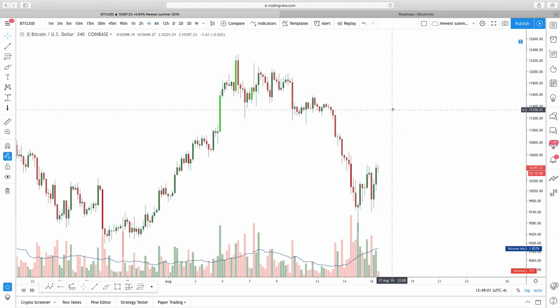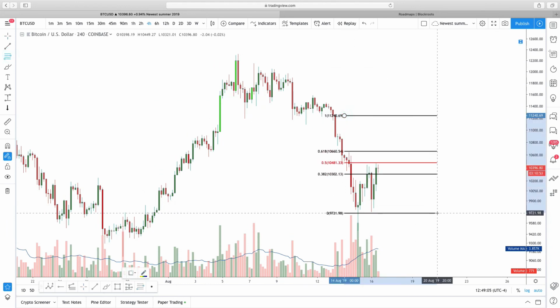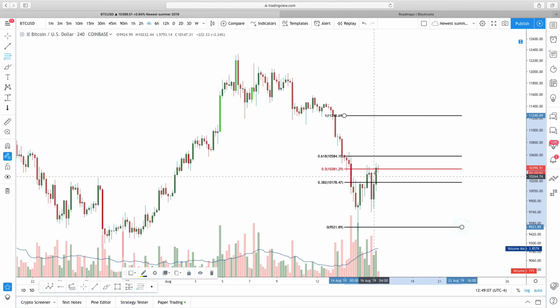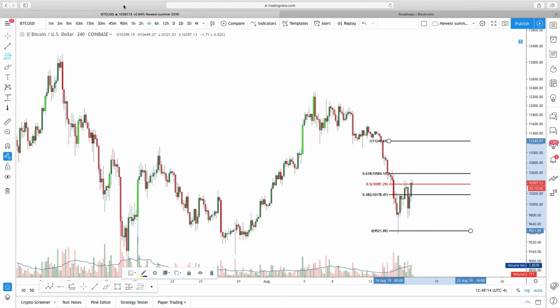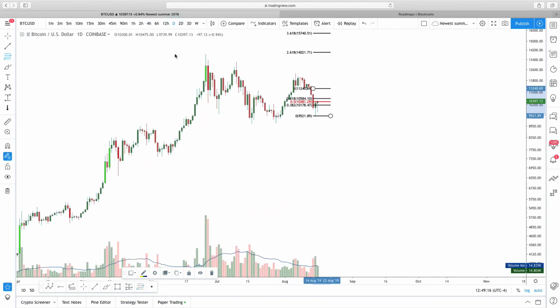And after a move like this, I especially want to see that we cover this equilibrium or middle ground zone. So I want to see that we cover this 50 zone, to indicate to me that this is likely just another test of support on the higher time frame.